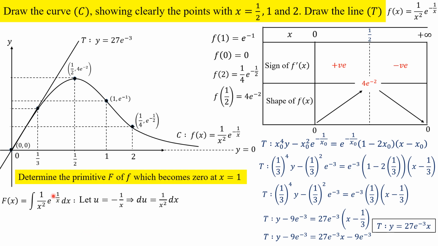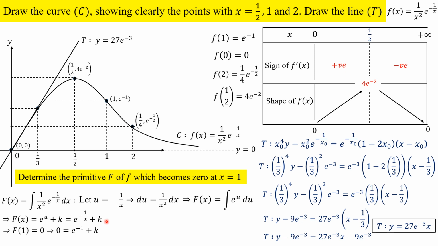If we let u be the power here, negative 1 over x, and differentiate, we just get 1 over x squared dx. So finally, my F of x becomes the integral of e raised to the power u du, because the power here will just give me u, and then 1 over x squared dx is du. So finally, if you integrate, we get e raised to the power u plus k, but our u is negative 1 over x. So F of x is equal to e raised to the power negative 1 over x plus k.